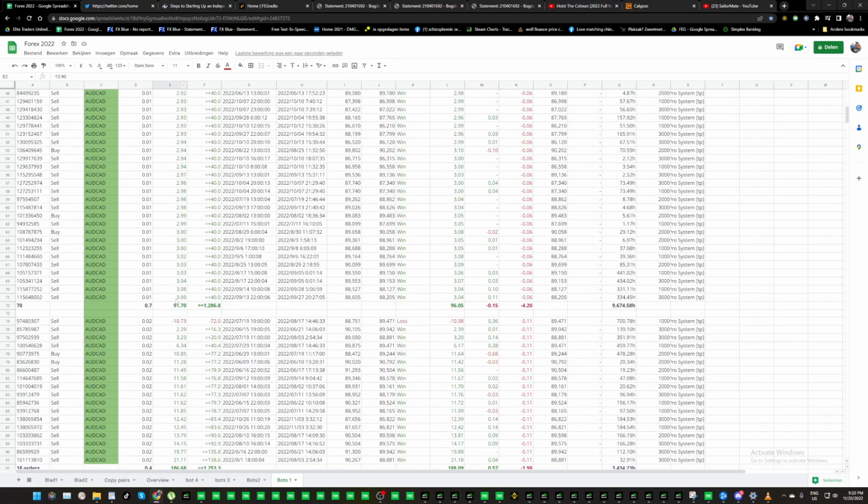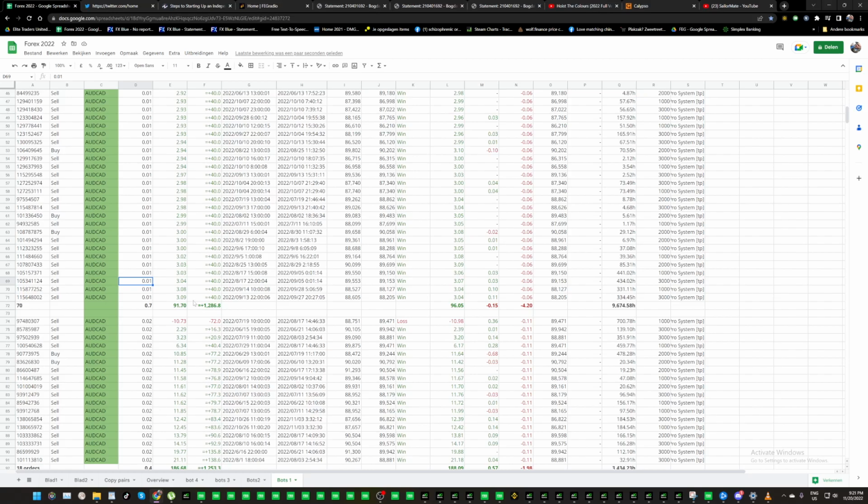we had 70 contracts on the 0.01, and the profit total was 91 euros and 70 cents, with a total amount of pips of 1286. So that's not bad, right? That's pretty good. So basically I realized right now that I would be able to just copy the 0.01 contract to my live account without any martingale and still be able to make a profit.